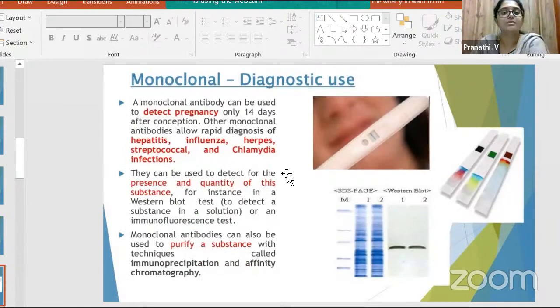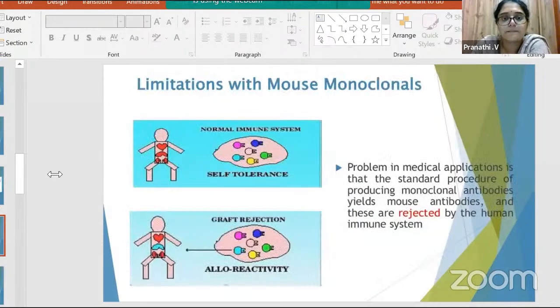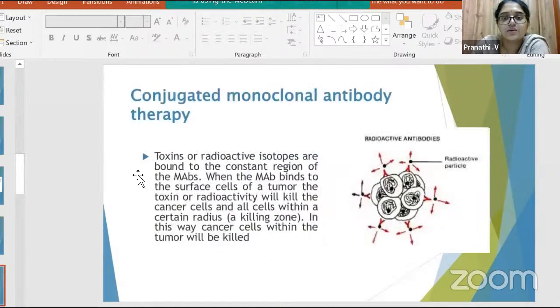As you can see, they can be used for highly specific diagnosis, for diagnostic purposes during pregnancy and conception also. They can detect quality, quantity, and presence, and they are used for purification, like immunoprecipitation and affinity chromatography. Again, like I told you, graft rejection, self-tolerance, and alloreactivity. Then you have conjugated monoclonal antibody therapy. So this is all about monoclonal antibodies.